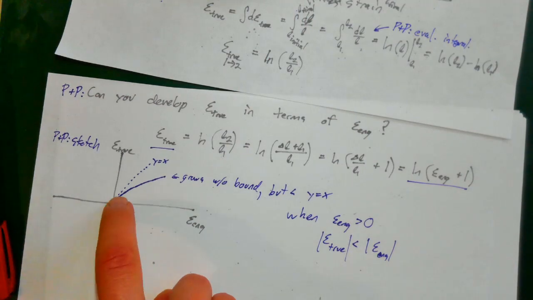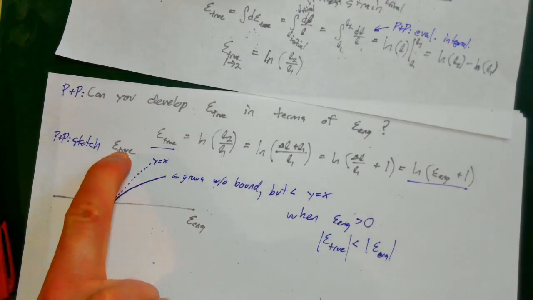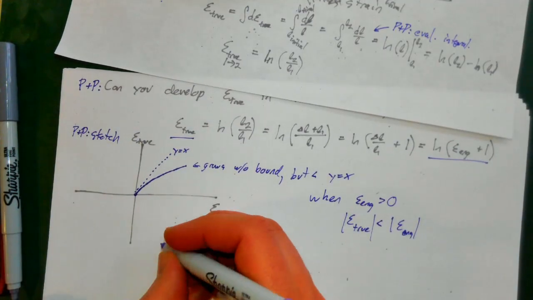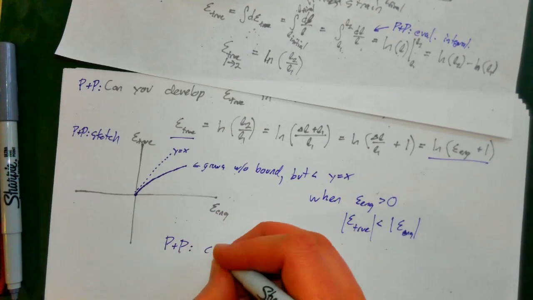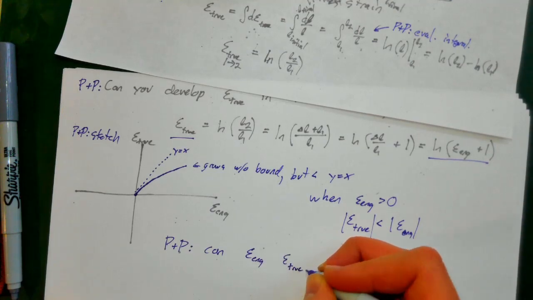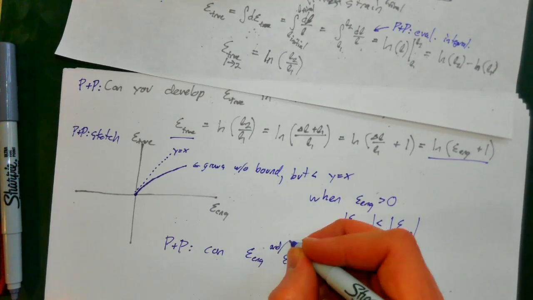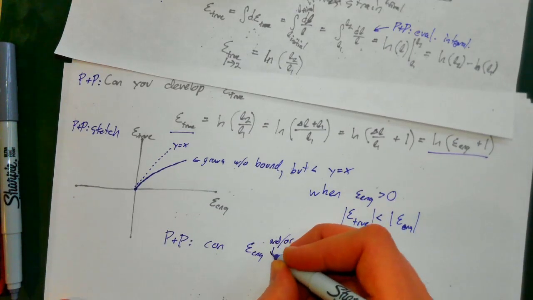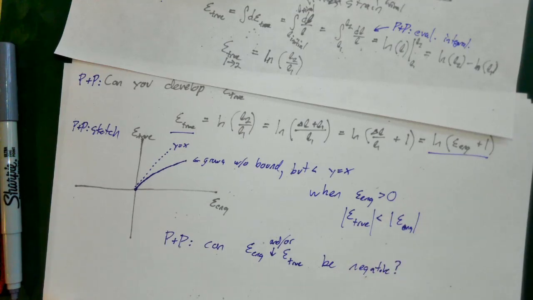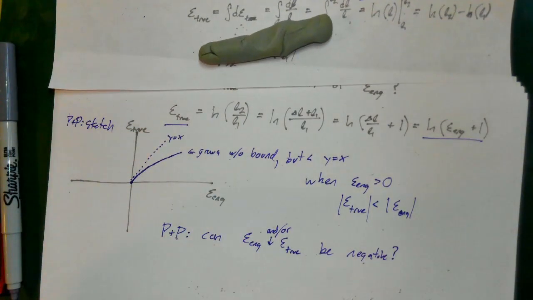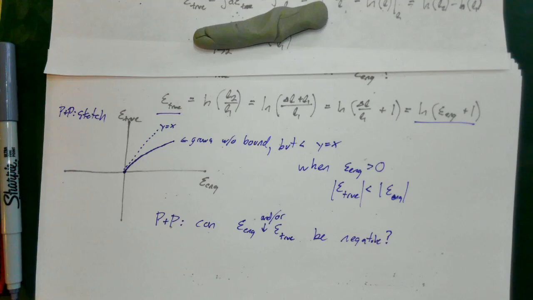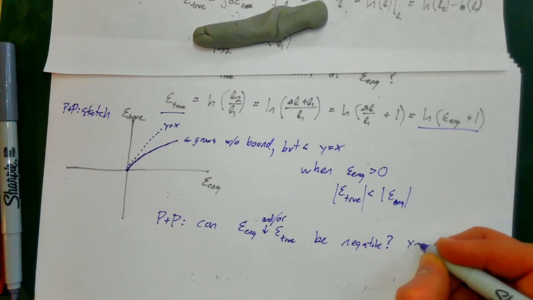Now, if you notice here, I've only drawn things where we have positive engineering strain and positive engineering stress. Take a moment now, pause and ponder. Can engineering strain and/or true strain be negative? So is it possible for strains, either engineering or true or both, to be negative? And the answer is yes.